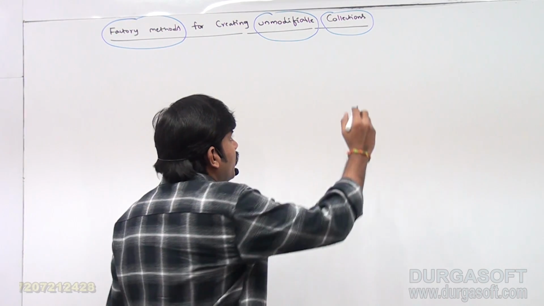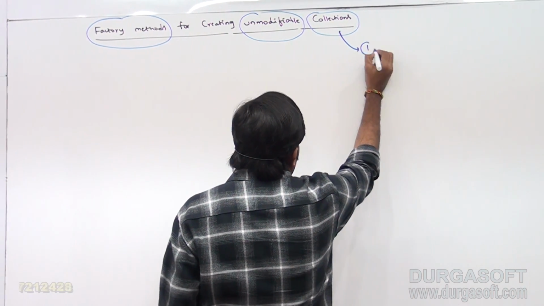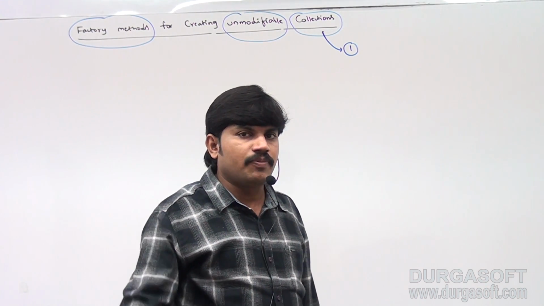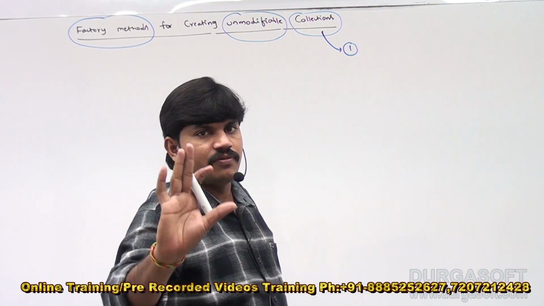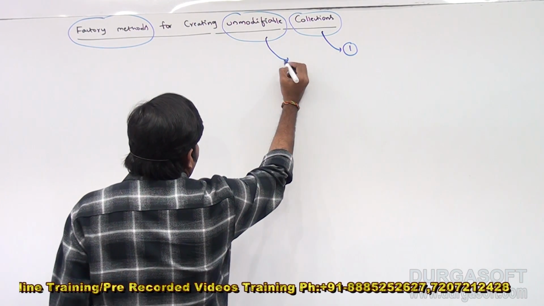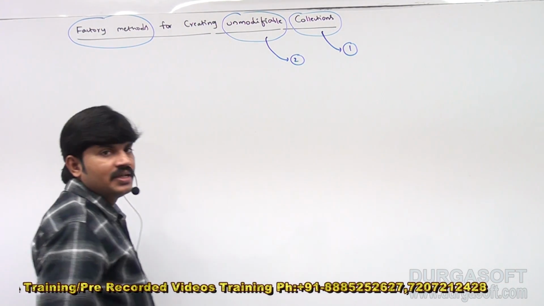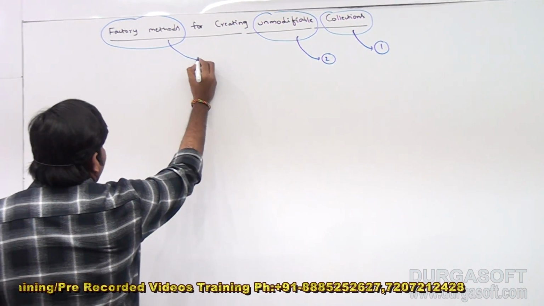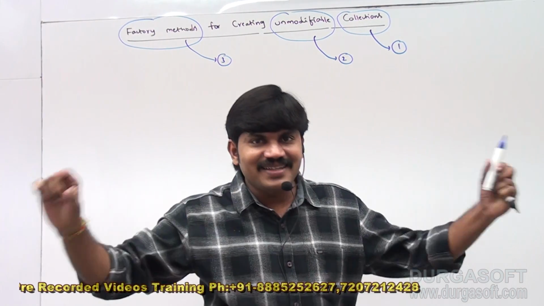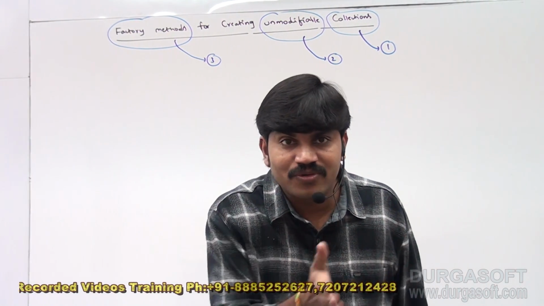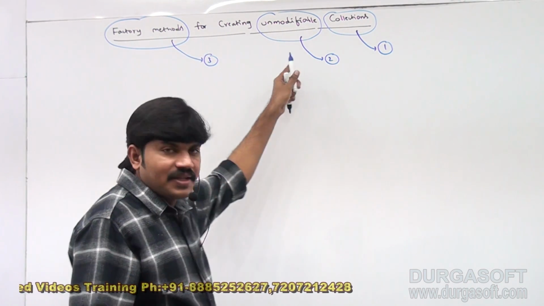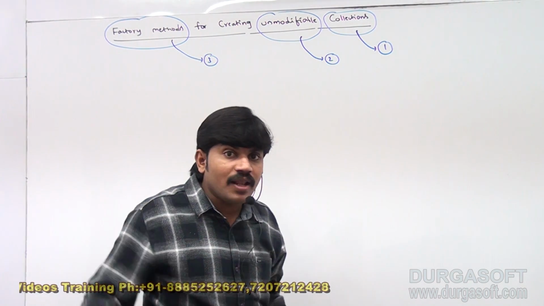The first word, collection, you should have clarity. For the people who don't know about collections, I will provide a basic idea. It is a matter of just 3 to 4 minutes that I will spend. Don't worry about that. Next, unmodifiable is also a very important word. Next, factory method is also a very important word. So our title itself has several conclusions in it: factory method for creating unmodifiable collections.